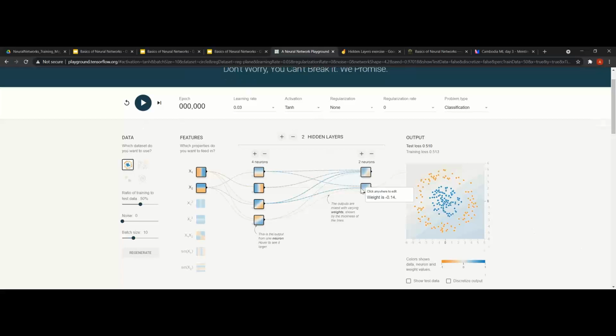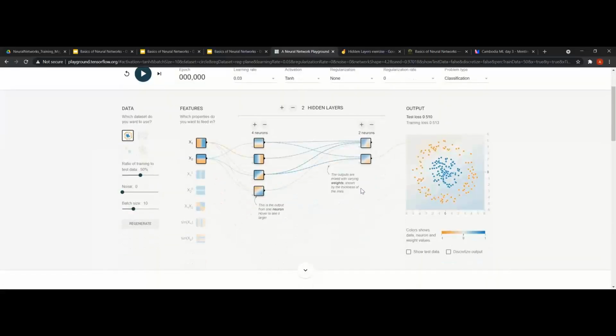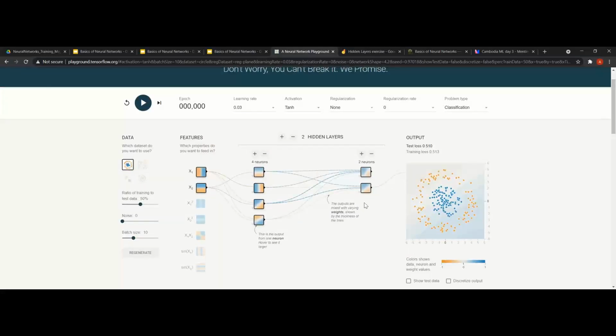So, okay, let's talk about this. What's happening? What are these different options? We can start here on the left side. This is just to choose our data set, and this data set is displayed here as a set of points.